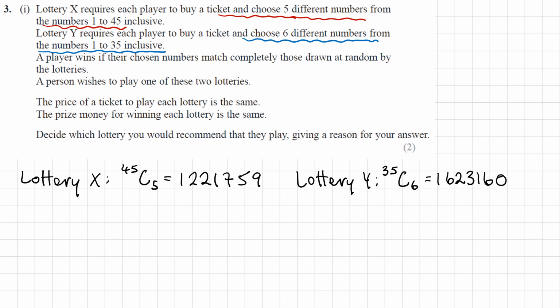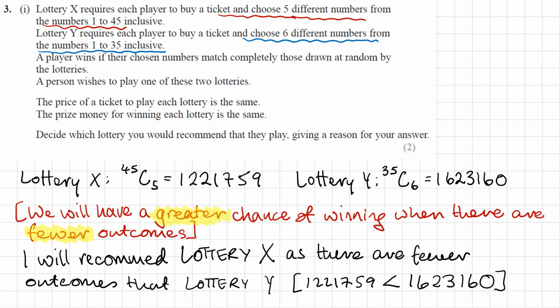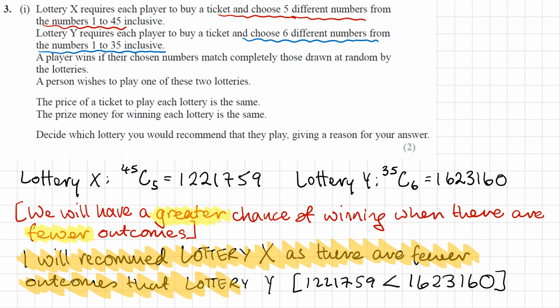and that gives 1,623,160. Now we will have a greater chance of winning when there are fewer outcomes, and lottery X is the lottery that has fewer outcomes, 1.22 million roughly compared to 1.62 million roughly. So I've finished with the conclusion that I would recommend lottery X as there are fewer outcomes than lottery Y, and I've put a comparison of the 2 outcomes at the end there.